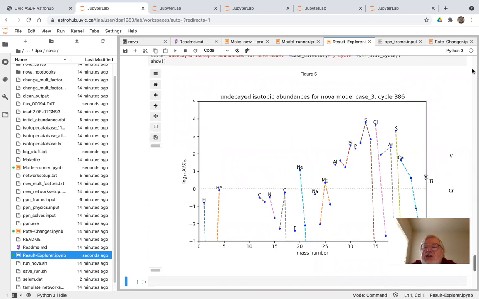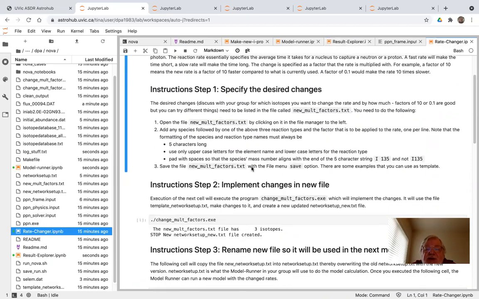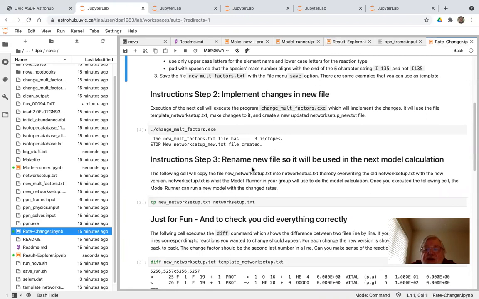I didn't mention yet, but there is a third notebook, rate changer. You can try to study it yourself. It allows you to change some reaction rates and rerun your simulations and make a comparison. You can put new results with changed reaction rates in a directory with a different name, and then you can make a comparison plot. I'm going to stop here.